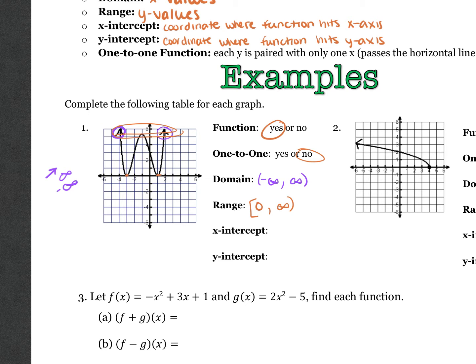X-intercepts are just where it hits the x-axis. So that happens at -3 right here and at +1. And we write those as coordinates. And then the y-intercept is where it hits the y-axis, which would be at (0, 3). Okay, so go ahead and try number 2 on your own, and you can check the notes on Schoology to see if you got them right.